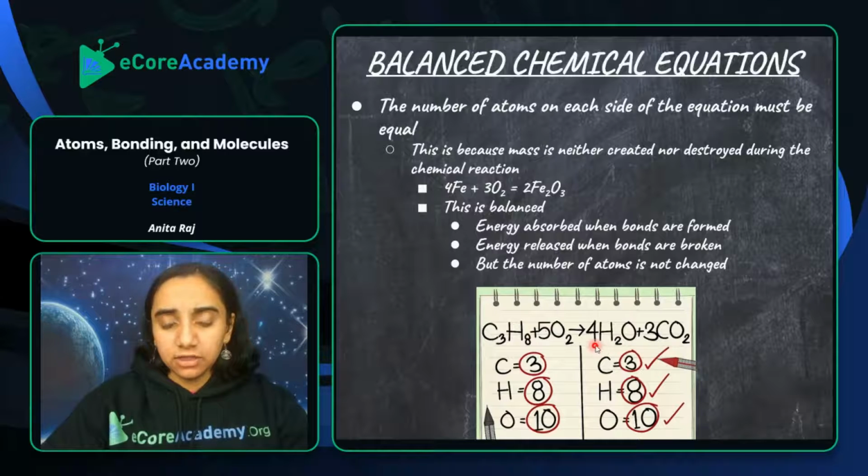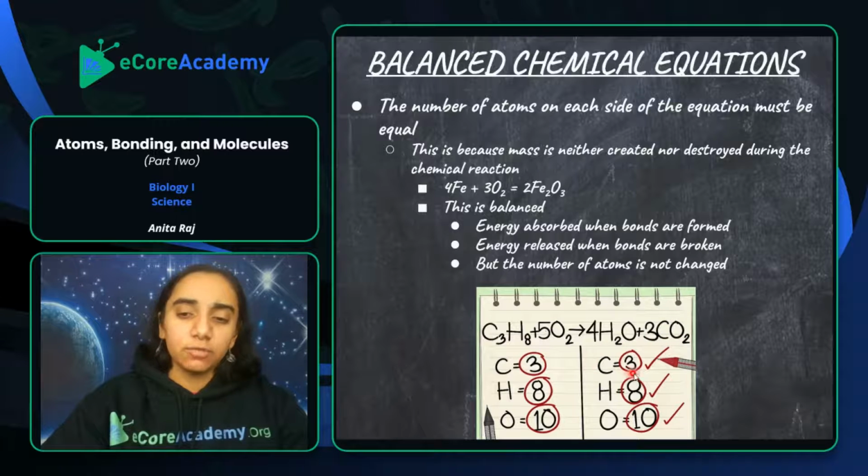On the right-hand side of the equation, we have 4 H2O plus 3 CO2. Let's start with the C, actually. Because there's only 1 carbon atom per carbon dioxide molecule, and we have 3 carbon dioxide molecules, we have 3 times 1, which is 3 carbon atoms. Then let's look at the hydrogen. We have 4 molecules of H2O, and per molecule of H2O, we have an H2. So we multiply 4 times 2 and get 8.